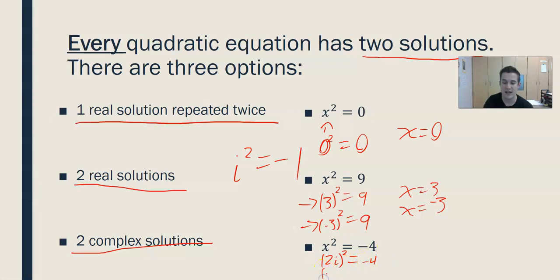Also, if I were to take negative 2i squared, negative 2 times negative 2 is a positive 4. i times i is i squared. i squared is equal to negative 1. So my solutions here would be 2i and negative 2i. Two complex solutions, or two imaginary solutions. Don't stress super crazy hard about these right now. We're going to see more of them in the upcoming units, but know that these are the three different types of solutions that you can get.